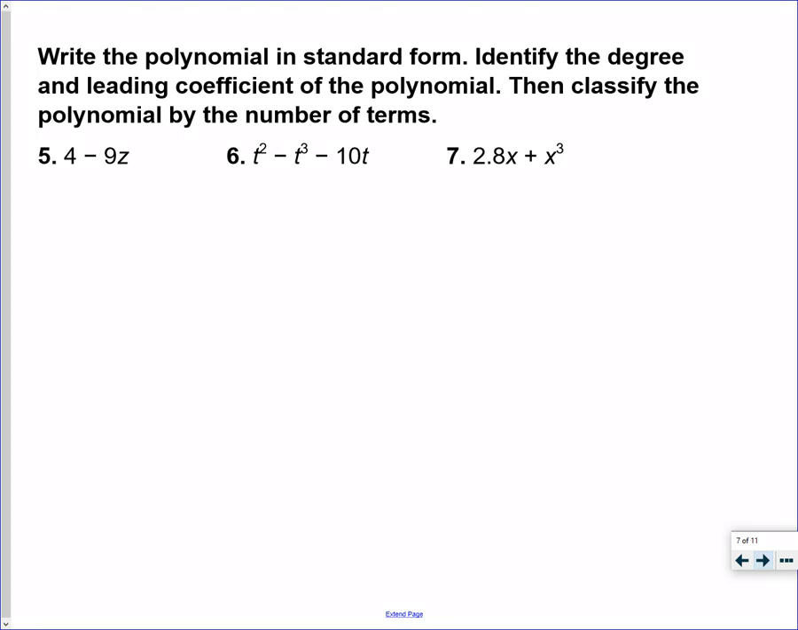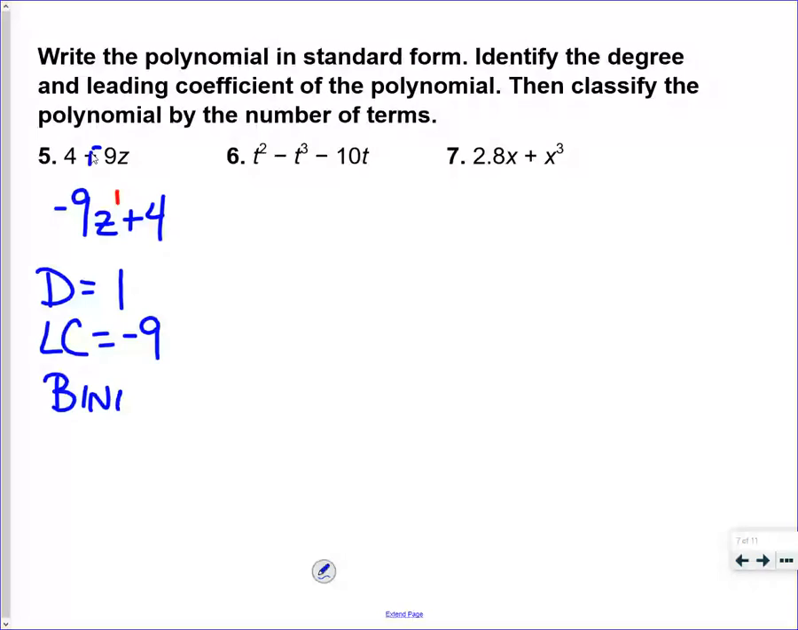So in these, I want to do that same thing. I want to put it in standard form, find the degree, find the leading coefficient, and I want to talk about a name based on how many terms there are. So for number 5, this is really going to be negative 9z plus 4, right? I said this is going to be biggest exponent. The exponent on the z is just a 1. The 4 is an exponent of 0 on the variable. The degree is 1 because really, there's 1 right there. The leading coefficient is negative 9. And this has 2 things that are getting added, so that's going to be a binomial.